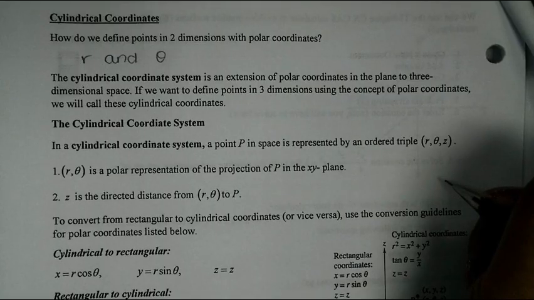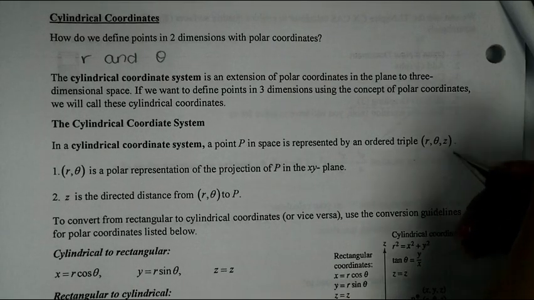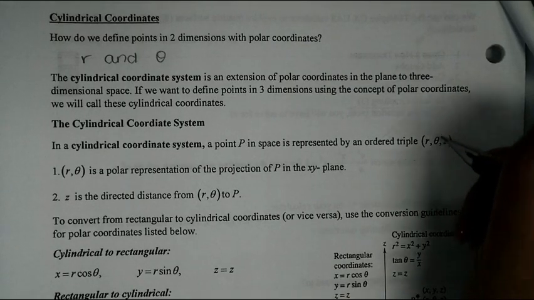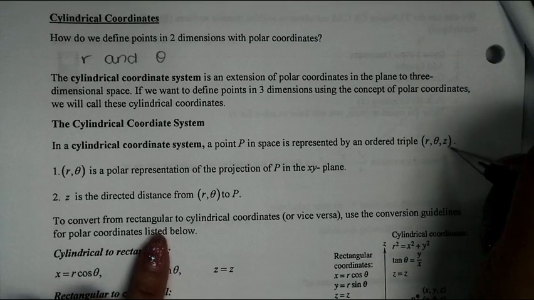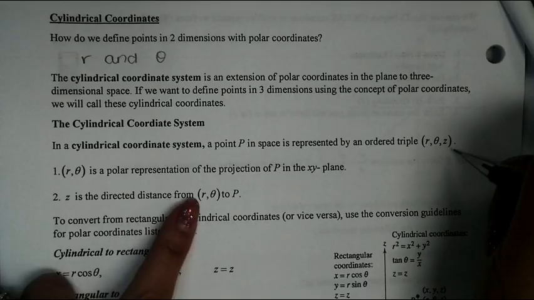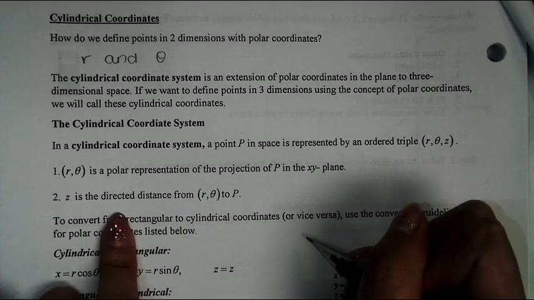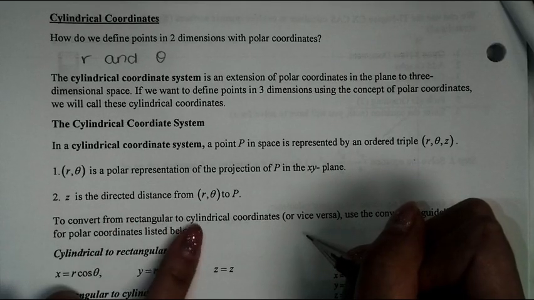So what's this? In a cylindrical coordinate system, we have a point P in space, and it's represented by a triple, r, theta, and z. So r and theta are the same old friends that you have from pre-calculus. This is going to be the polar representation of the projection of P in the xy plane. Z is going to be the directed distance from the point r, theta, to P.